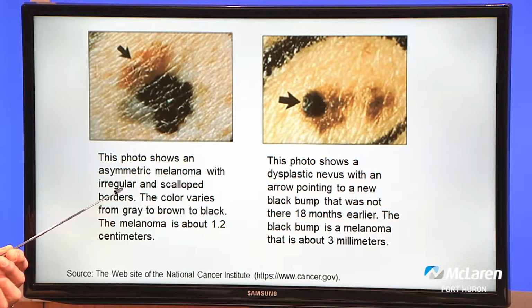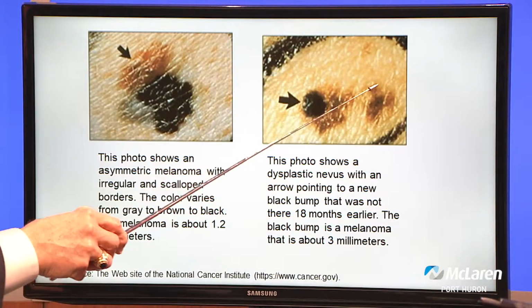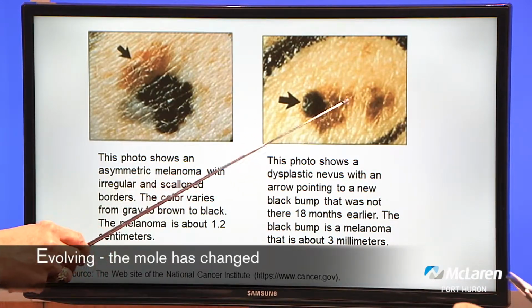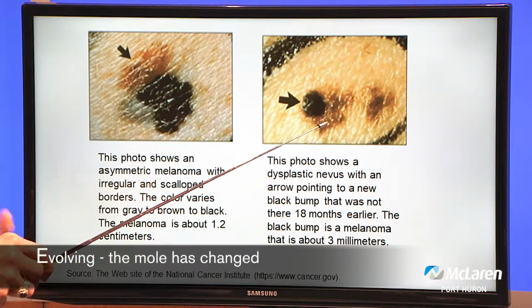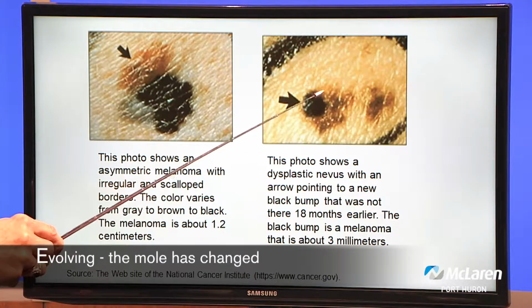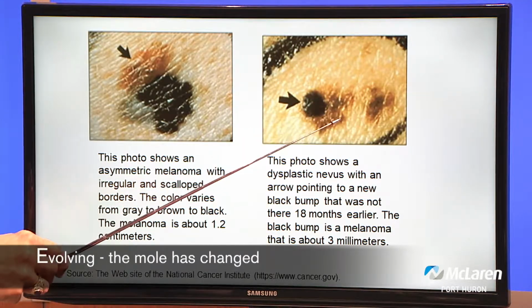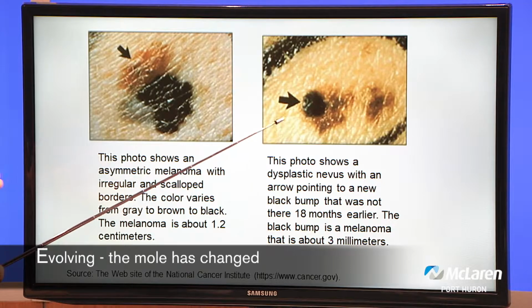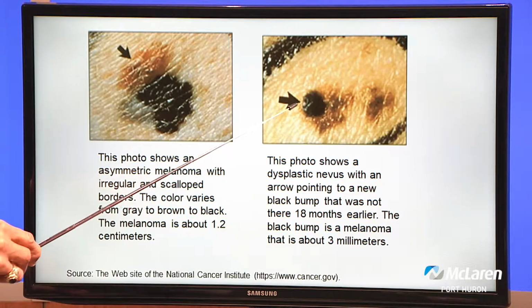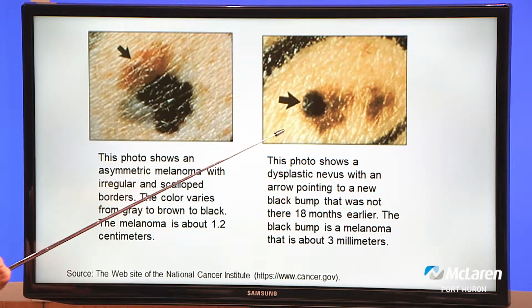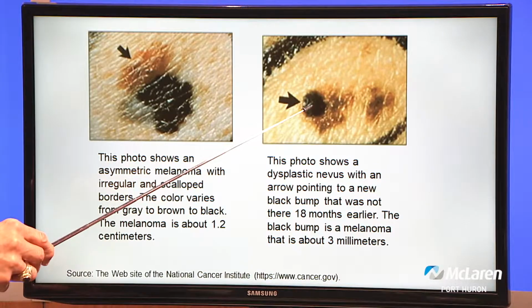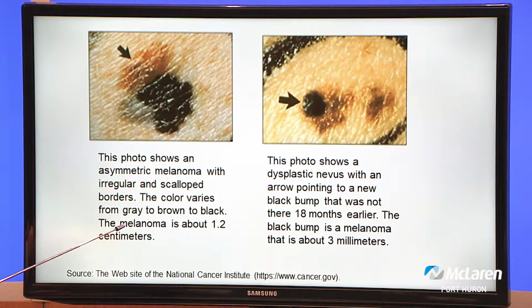And the final factor we look for is evolving. The E stands for evolving or evolution. In this case, we had a benign mole here that probably for the most part looked like this throughout, but then over time, this new black bump developed within the spot. So this mole went from looking like a regular benign mole to something that evolved into something different with the development of this dark nodule. So that's another characteristic we look for.